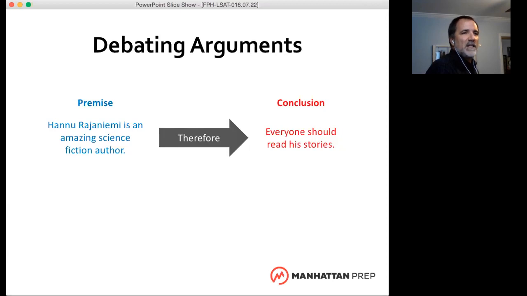So what we're talking about tonight is not necessarily just the structure of arguments. We will talk a lot about the structure of arguments and how to break an argument down into its component parts. But what we're focusing more on is how to debate arguments. So how would we debate this argument? If I made this argument to you, Hanu Rajaniemi is an amazing science fiction author. Therefore, everyone should read his stories.